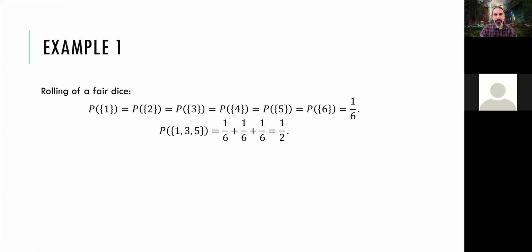Rolling a fair dice is a very simple example, and we have already talked about it. When we roll a dice, the outcomes are 1, 2, 3, 4, 5, 6, and they all have the same probability, which is 1 over 6. When you roll a dice, what's the probability of getting an odd number? We are talking about 1, 3, and 5, which has a probability of 1 over 6 plus 1 over 6 plus 1 over 6, which is 1 over 2. These events are mutually exclusive, because if I get a 1, I cannot get a 2 on the same roll. If you get a 2, you cannot get a 3, etc.